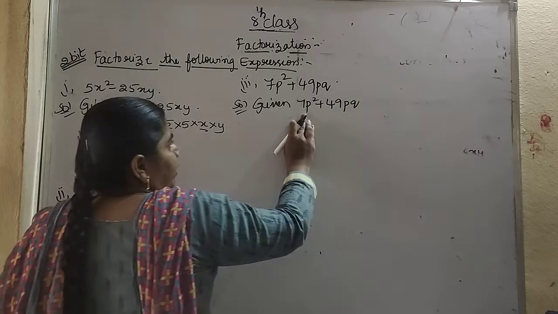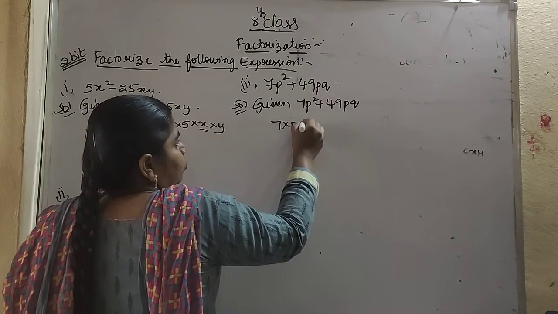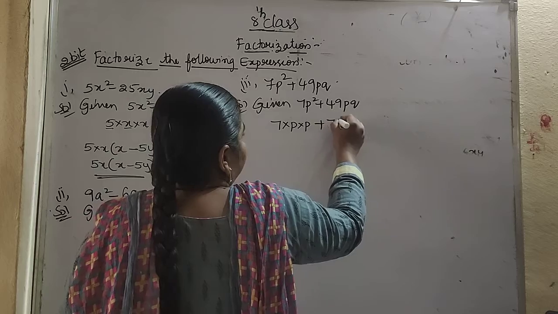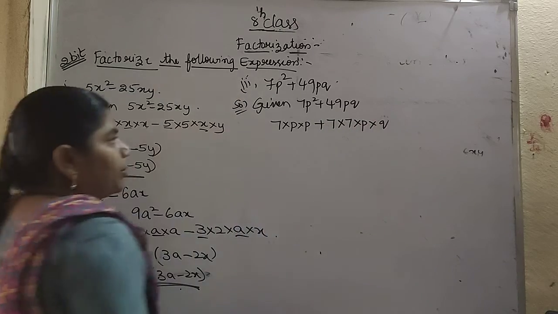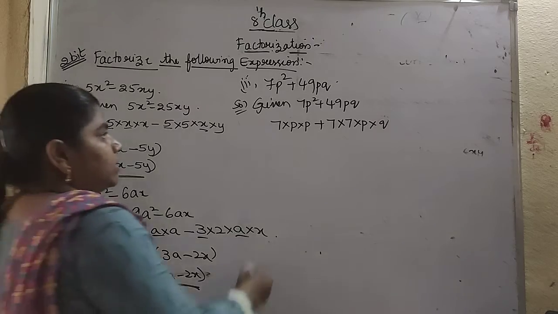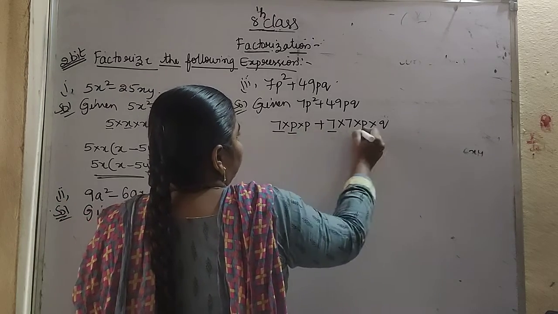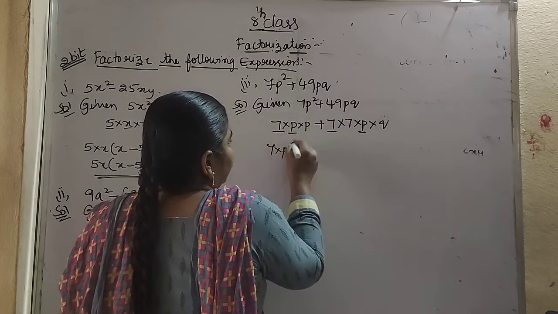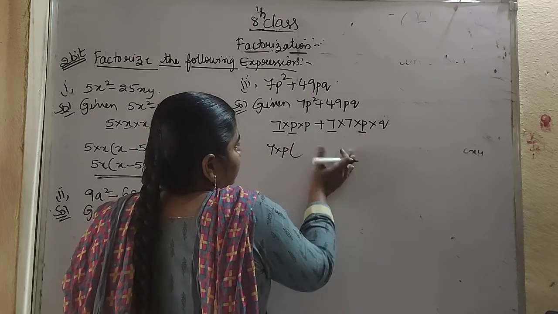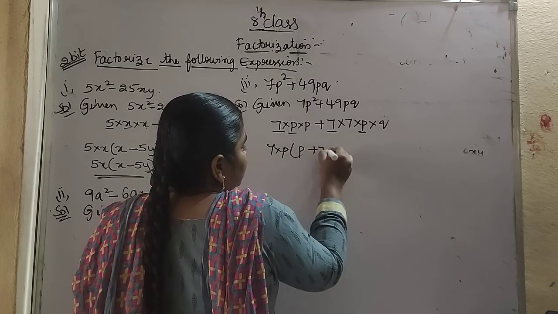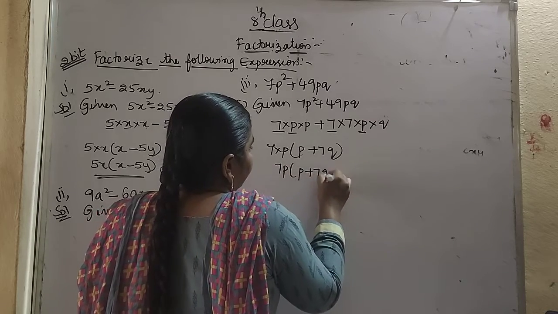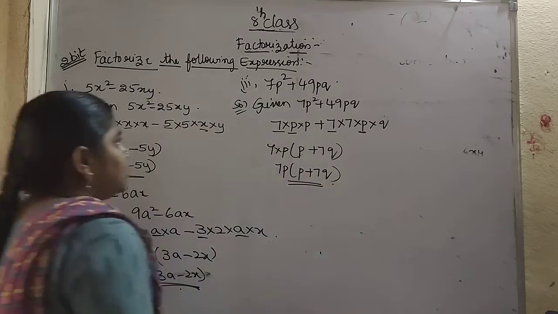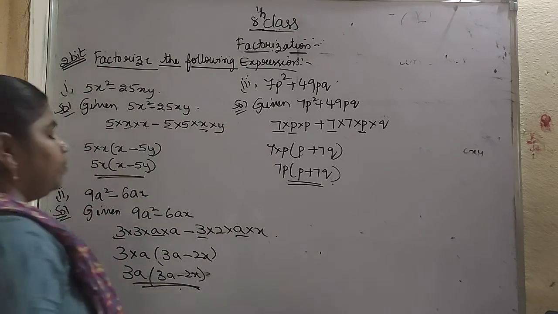So 7p square can be written as 7 into p into p, and 49p cube can be written as 7 into 7 into p into p into p. So what are the common terms here? Common terms are 7, p. So 7 into p. The remaining terms we have to arrange in the bracket, that is p plus 7q. So 7p into p plus 7q. So this is the factorization for the third question.